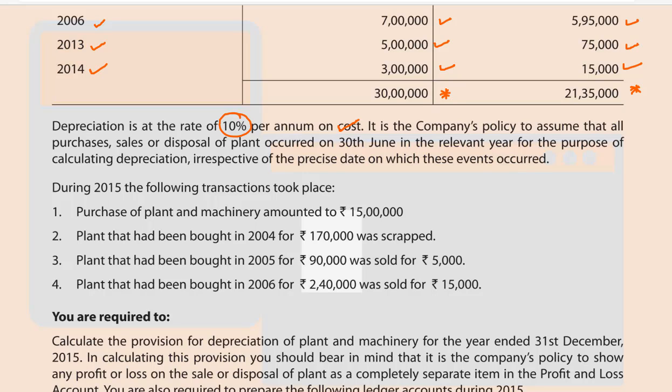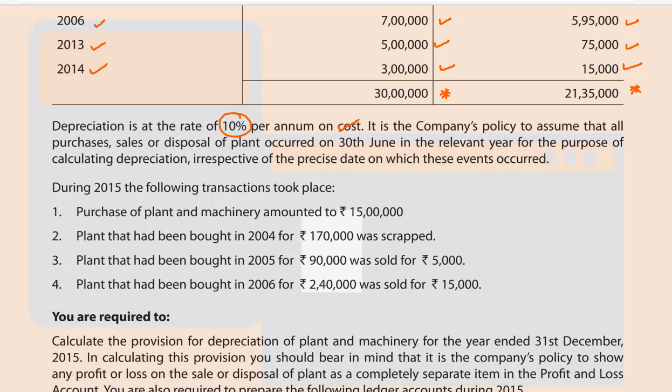It is the company's policy to assume that all purchases, sales, and disposal of plant occurred on 30th June in the relevant year, just for the purpose of calculating depreciation, irrespective of the precise date on which the event occurred.